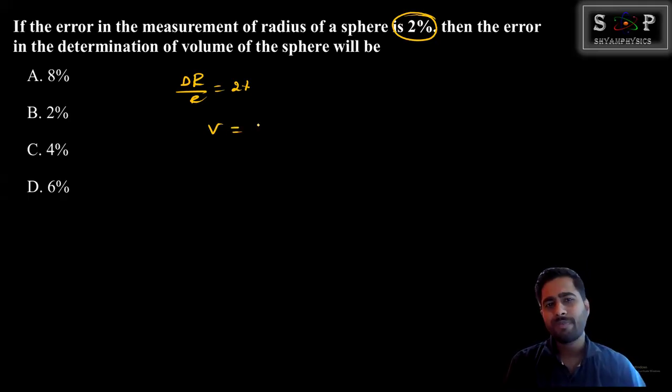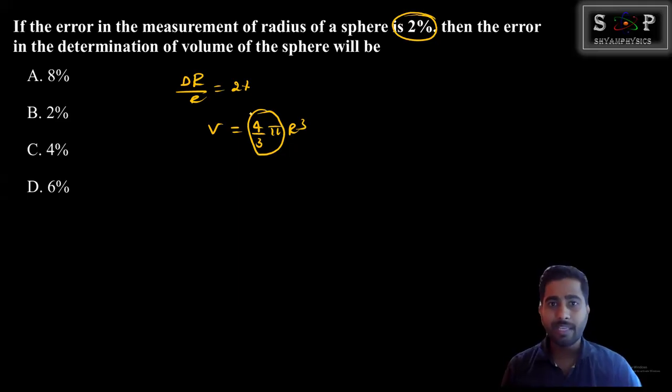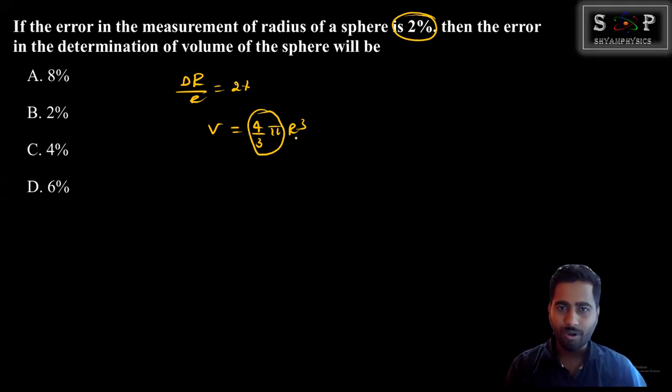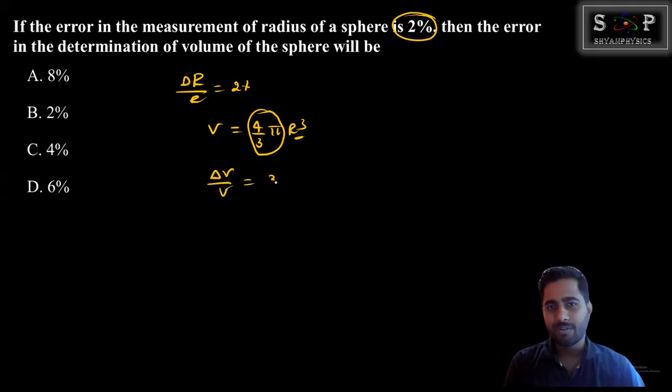Then we need to go with the volume. For the volume of the sphere we have 4 by 3 pi r cubed. Basically 4 by 3 pi is a constant. There is actually no error in the 4 by 3. We need to cross check with r cubed only. So we can write delta v by v is equal to 3 times delta r by r. Hence delta v by v we need to calculate. Delta r by r value is nothing but 2%, so we will get 6% error in the volume measurement.